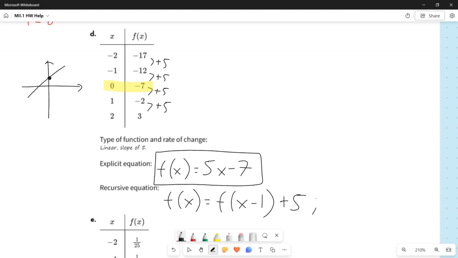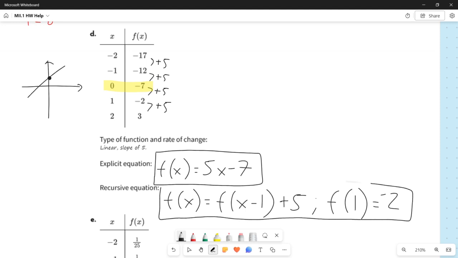And as always, with a recursive equation, we need a starting point. In this case, we could really list any one of these 5 entries, but because they tell us f of 1, we might as well go with that, because we normally will start with a 1. So f of 1 equals -2. If you chose a different pair as your starting point, if you said f of -2 is -17, that's fine. But just note that because we are given 1, we might as well use it.